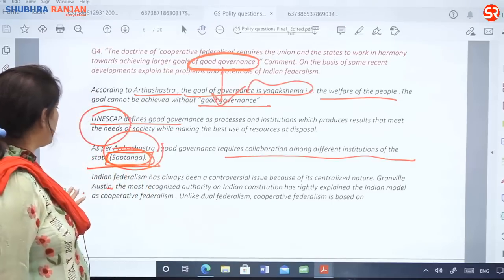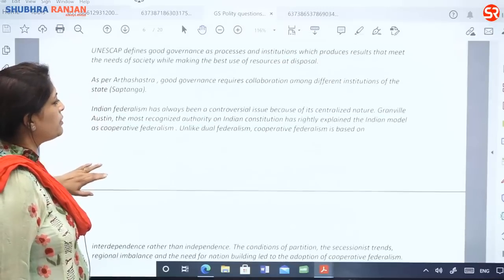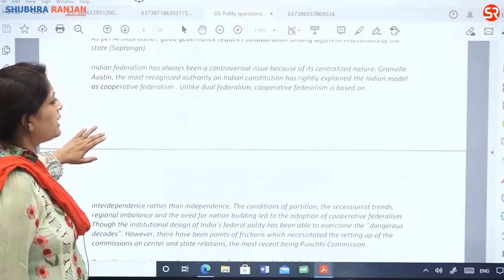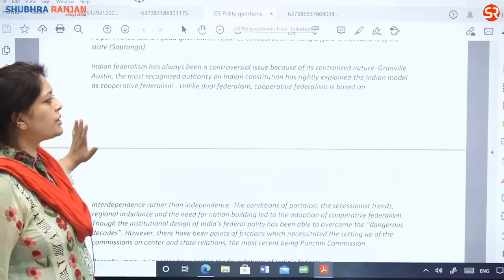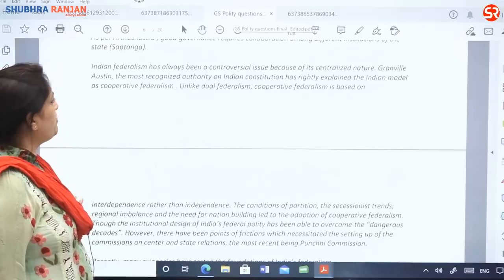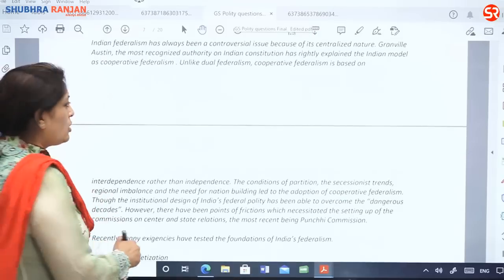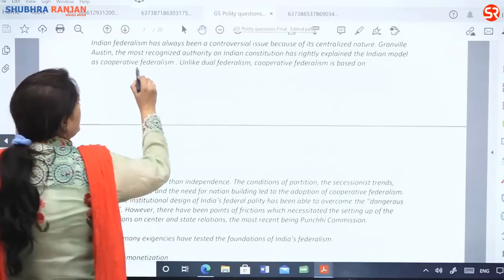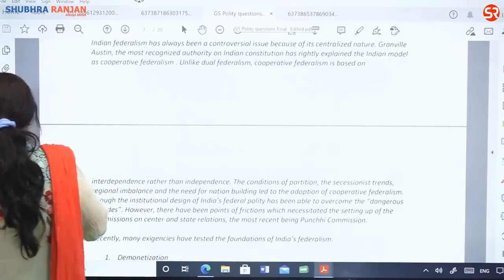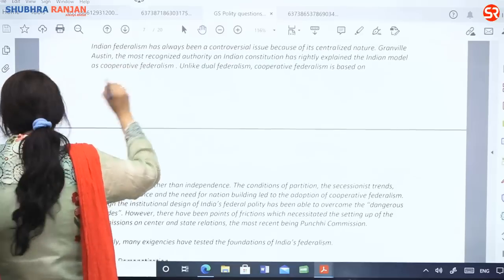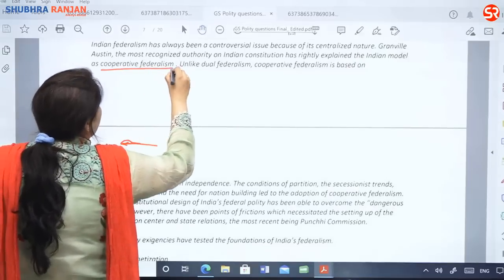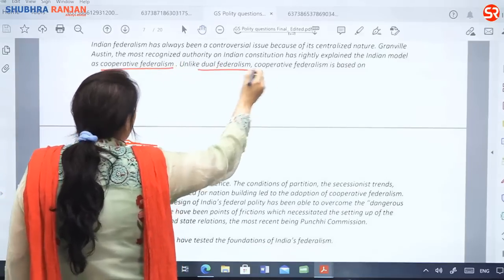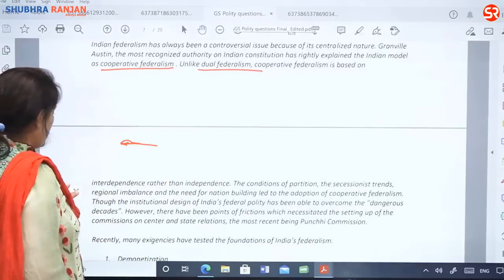Indian federalism has always been controversial because of its centralized nature. Austin, the recognized authority on the Indian Constitution, has rightly explained the Indian model as cooperative federalism. Then, what is cooperative federalism? So adopt a comparative approach. How will you explain cooperative federalism if you will not tell what is dual federalism?